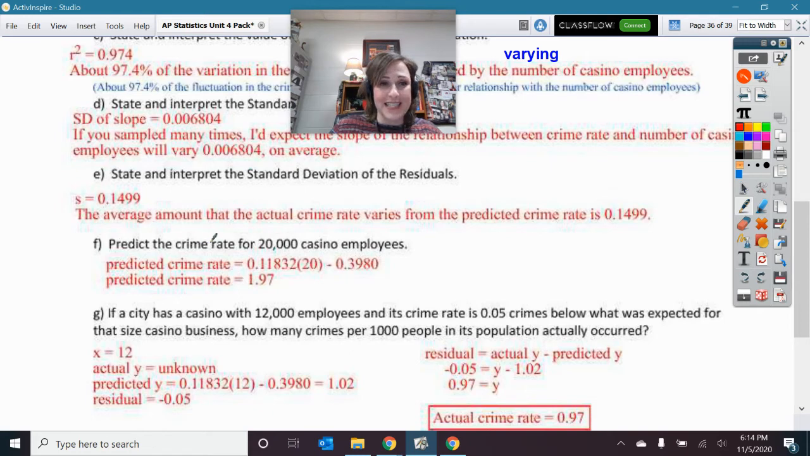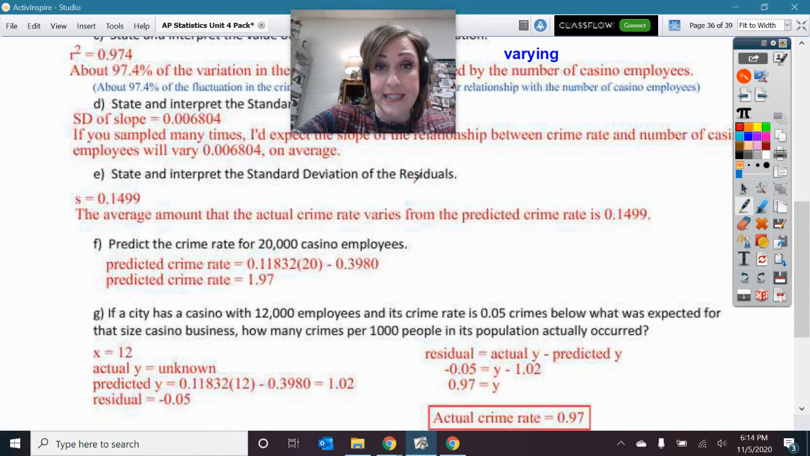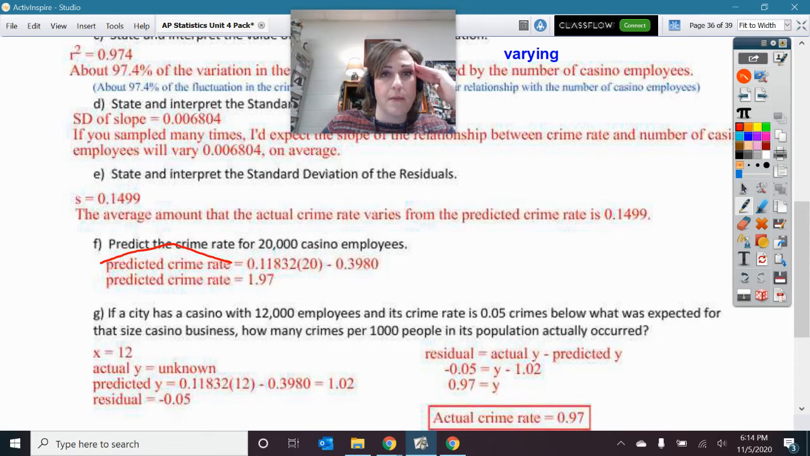All right, so predict the crime rate for this. We're using a prediction equation. I put the word predicted crime rate in there because my program didn't put the little hat on there. Writing the word is okay. So there was the equation, the slope times the, notice this is 20,000 casino employees, and I put in 20. And so that's 1.97.